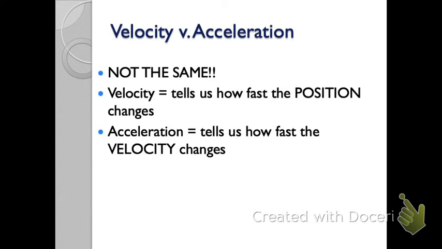Okay, so let's say that I'm moving 10 meters per second and I have an acceleration of 2. That means after a second goes by, now I'm moving 12. If another second goes by, now I'm moving 14. If another second goes by, now I'm moving 16. So I am moving faster and faster with every second that goes by. Does that make sense? Okay.